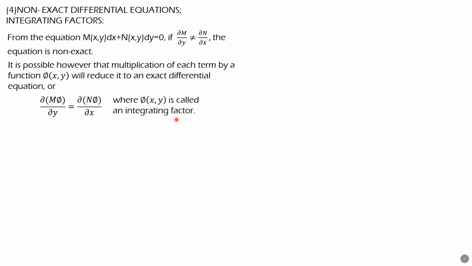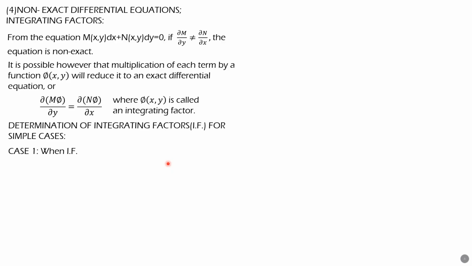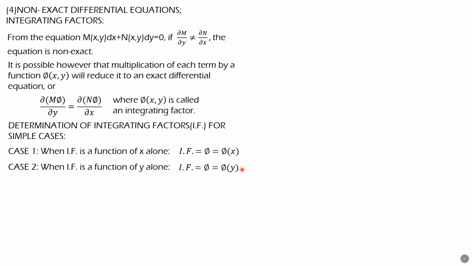So how do we determine integrating factors for simple cases? So case 1, when the integrating factor P is a function of x alone, P of x alone, not with y, then we'll have an expression for that later. Then case 2, when the integrating factor is a function of y alone, and the third case would be when the integrating factor is a function of the product of powers of the variables x and y. That is, the integrating factor P is a function of x to the m, y to the n.